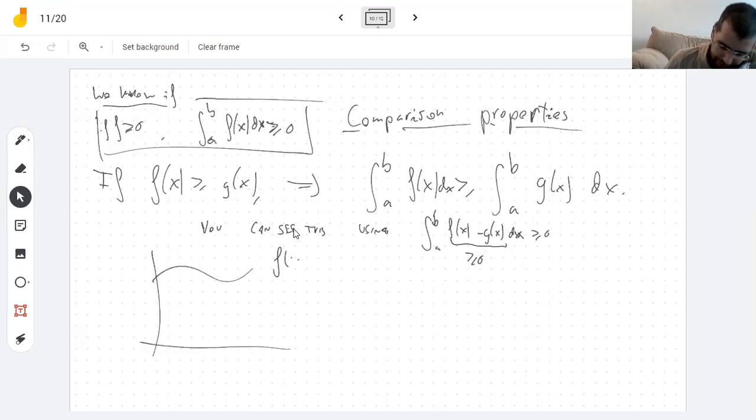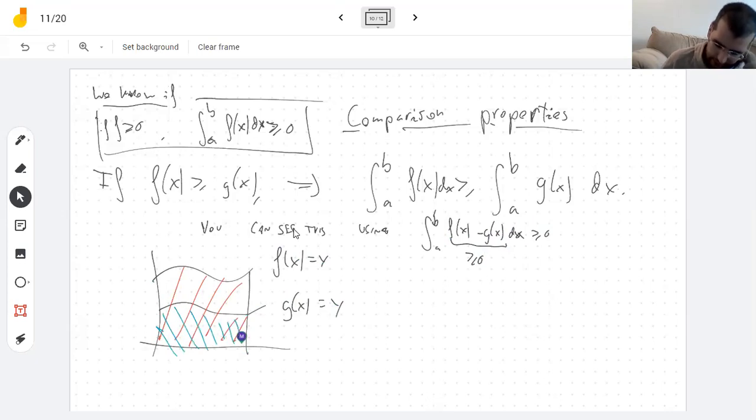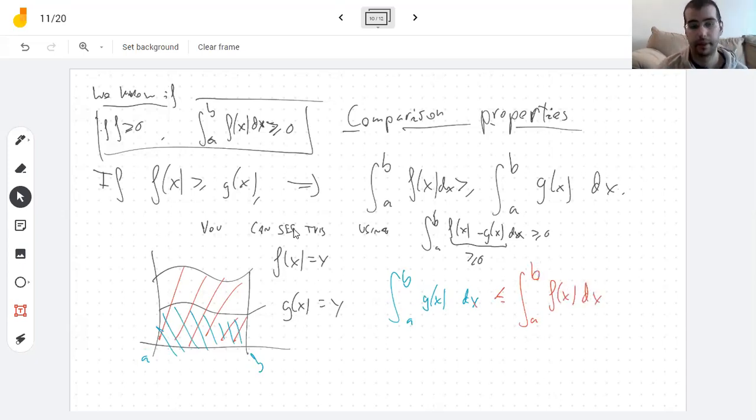If f is bigger than g, that means that the graph of f is above the graph of g. So the area under the graph of g is going to be contained in the area under the graph of f. The integral of f is going to be at least the integral of g, just because they're both areas and one shape is containing the other.